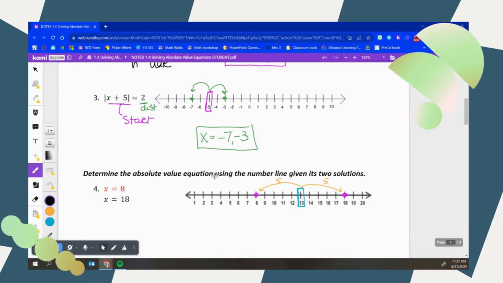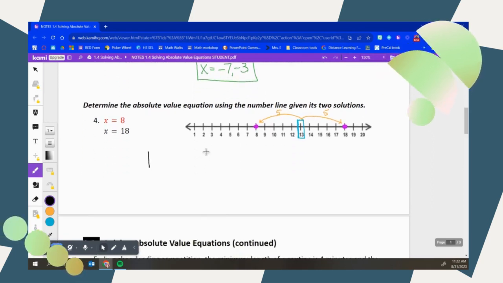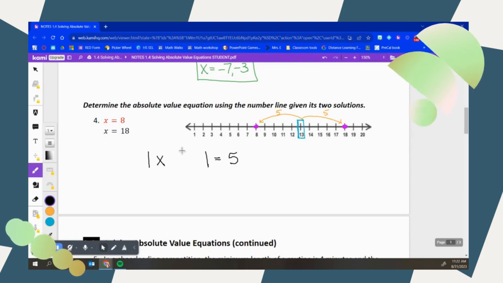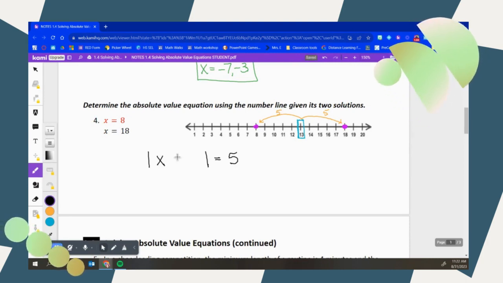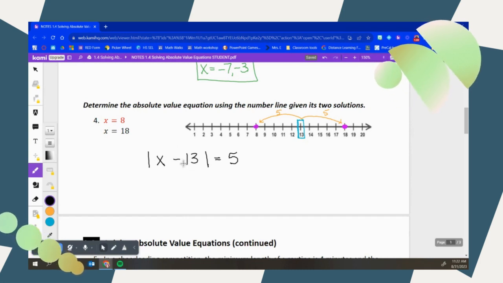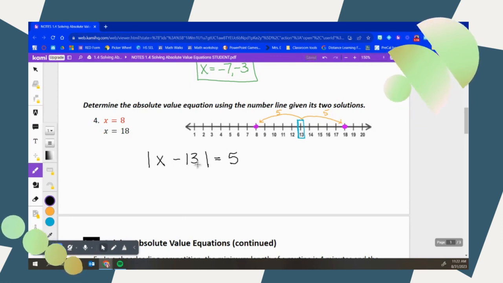If 5 is our distance, where does it need to go? Equals 5. Okay, and then we have our x here, and then x is going to be what? x plus 13. Why is it minus 13? 13 minus is right. This is a positive 13 here, so when it goes into the equation, it's going to look the opposite.